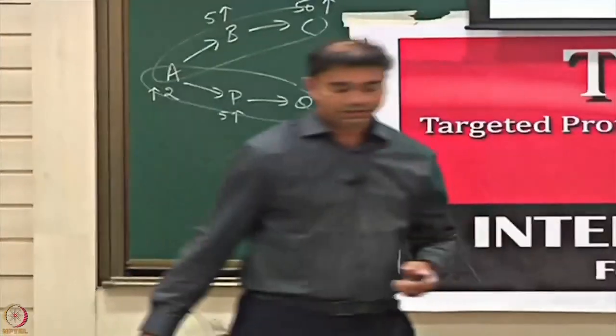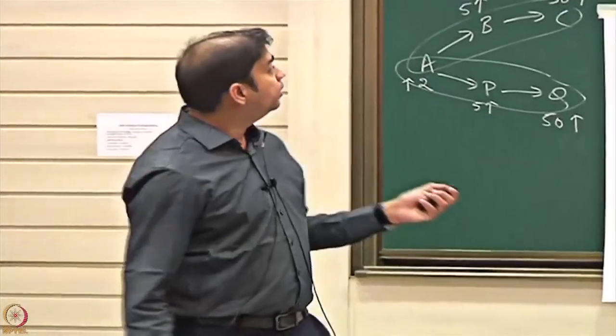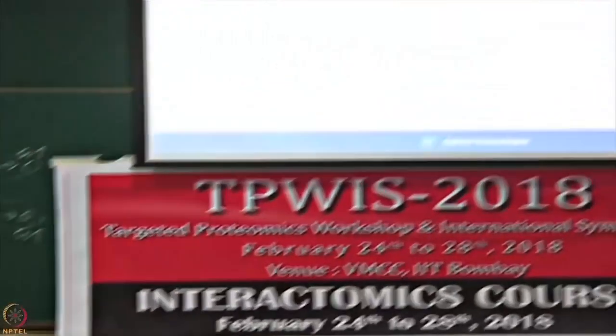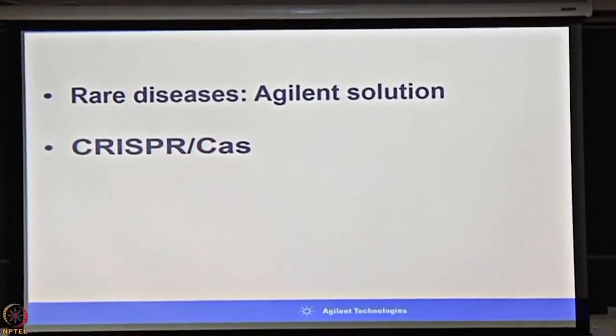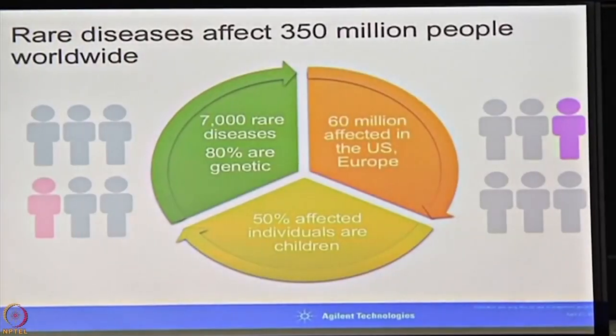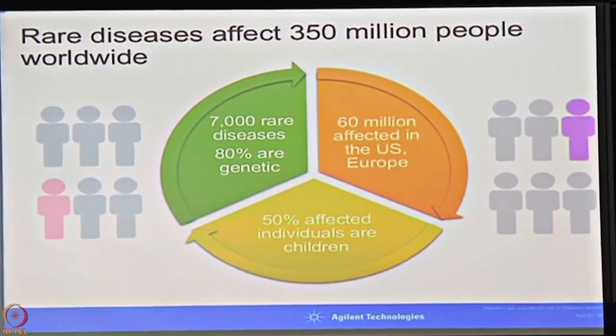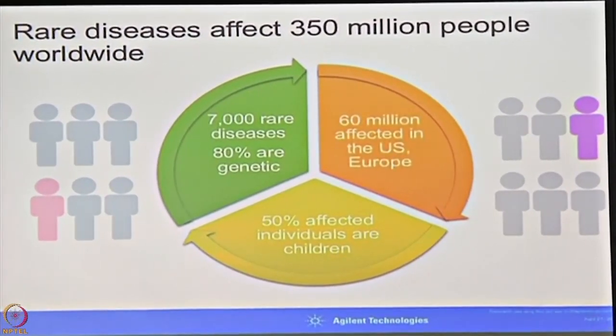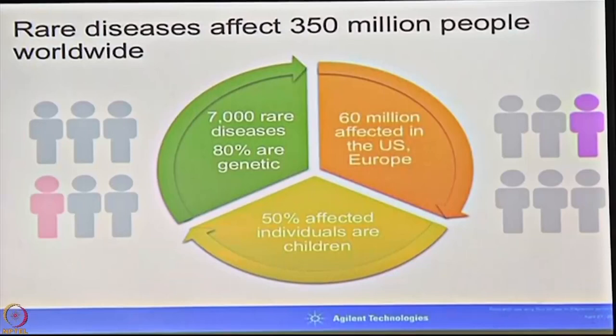It is going to cover some background of rare disease, and then I am going to talk about some part of CRISPR-Cas, how it can be utilized for the treatment purpose. So, what are rare diseases? Rare disease affects 60 million people in the US and Europe, so it is quite a big number. And 7,000 rare diseases are known till now, and 80% of the reason for that is genetics.